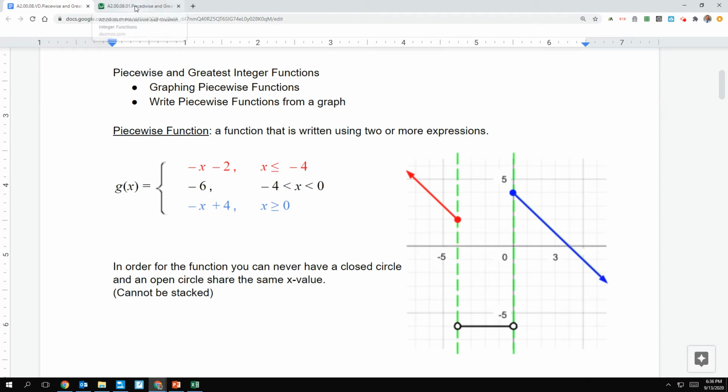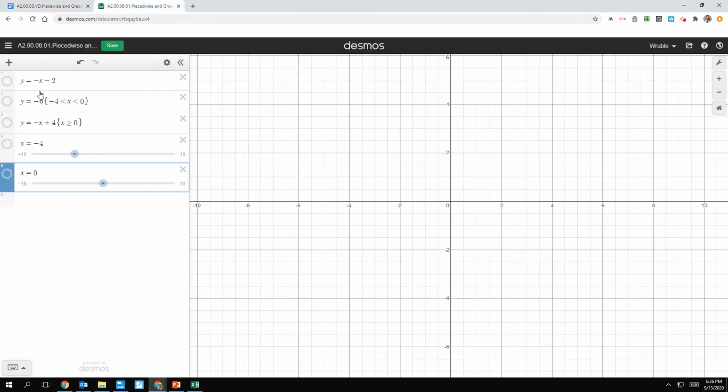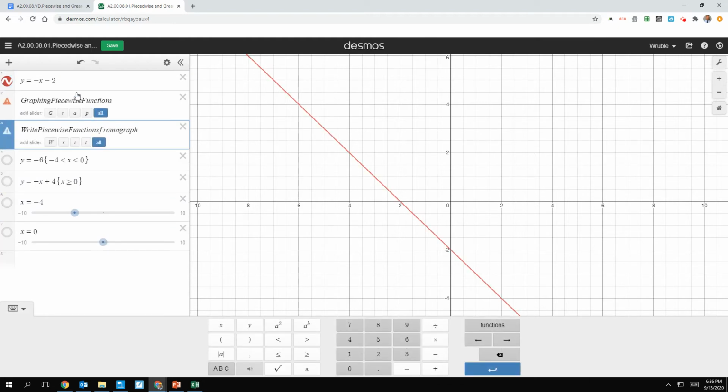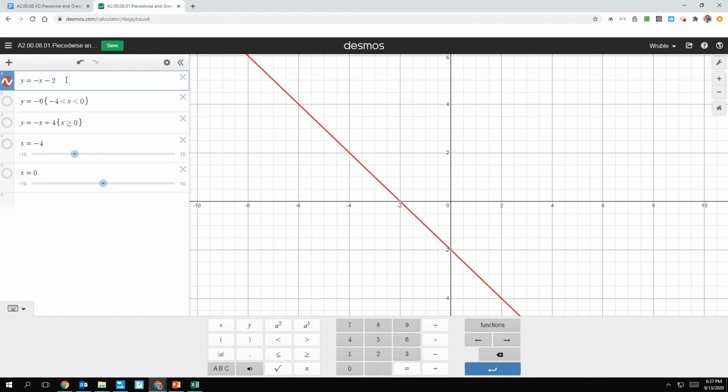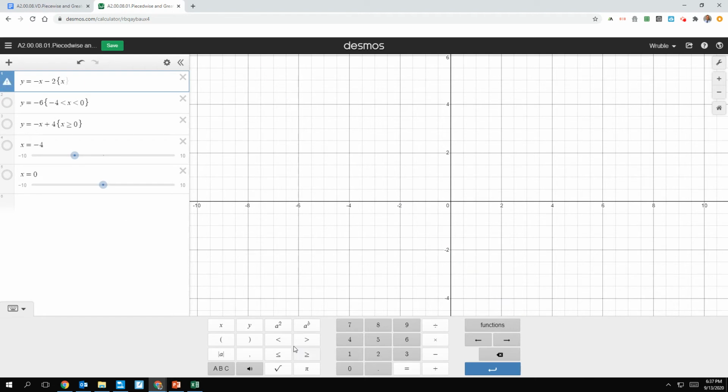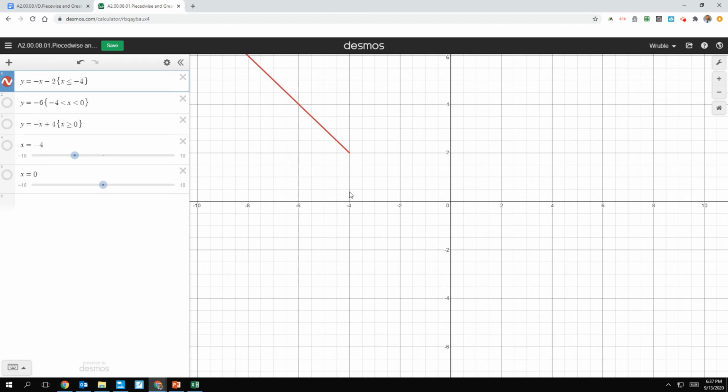Let's take a little bit closer look at what that does mean. Here we have y equals negative x minus 2. If we turn that on, we can see that this graph continues on and on in both directions, just like we have seen in the past. But now if we restrict the domain, and we say the domain has to be x is less than or equal to negative 4, we can see that it chops the graph right there at negative 4. Now, if we look at the points, it says at negative 4, the output value would be 2.